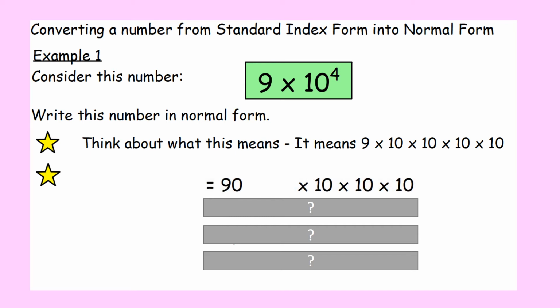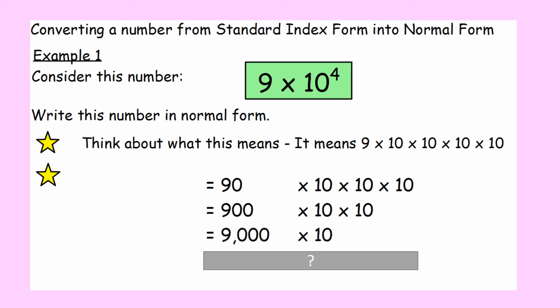So 9 times 10 would give us 90, if we do that first part, but then we've still got to times it by 10 again. We get 900, but we've still got to times it by 10 again, and we get 9,000, and we have to times it by 10 again, and we end up with 90,000. Did you spot that the number of zeros after the 9 are the same as the number that the 10 was raised to? That makes sense because timesing by 10 enlarges the number by a factor of 10. So the numbers get bigger away from the decimal point.